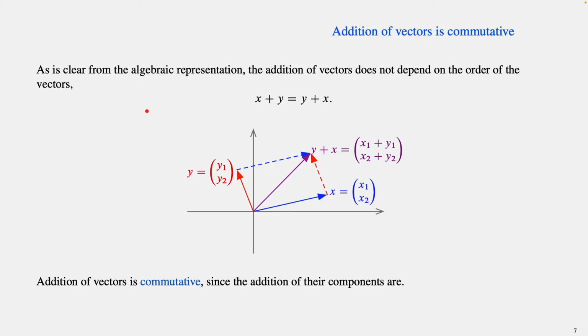It's clear from this algebraic representation that the addition of vectors is commutative. That means it does not depend on the order of the vectors. So x plus y is the same as y plus x, as we can see from the component-wise addition, because here we just add numbers, and for those numbers, addition is commutative, so we can just reverse the order. And geometrically, this means if we take y and glue it to the tip of x, or if we take x and glue it to the tip of y, then either way we will end up at the same vector x plus y or y plus x in the plane.